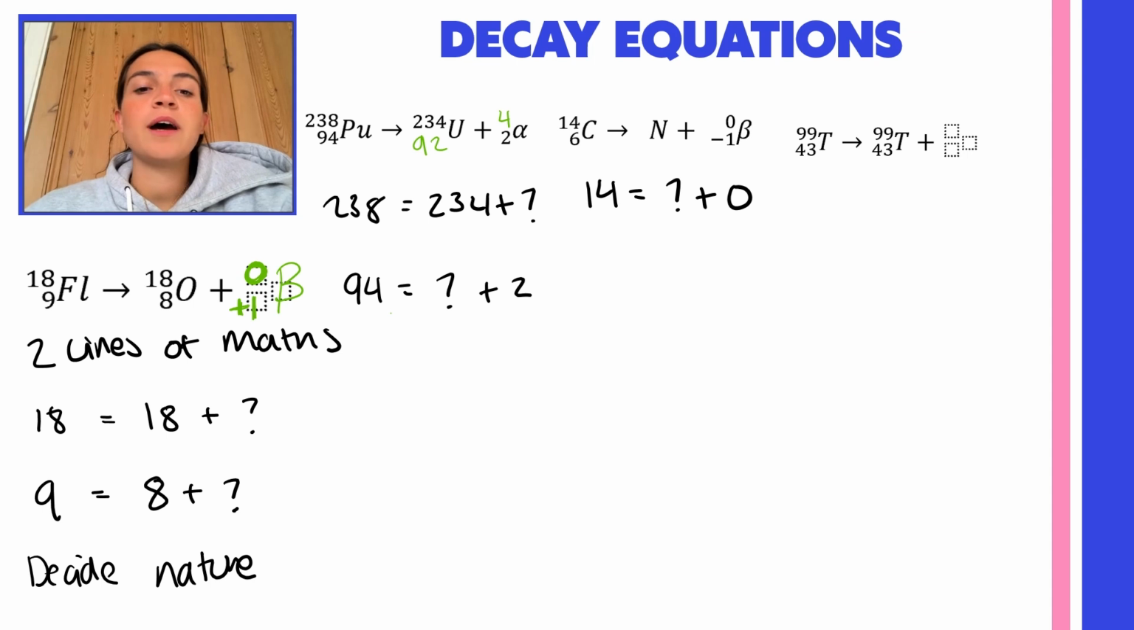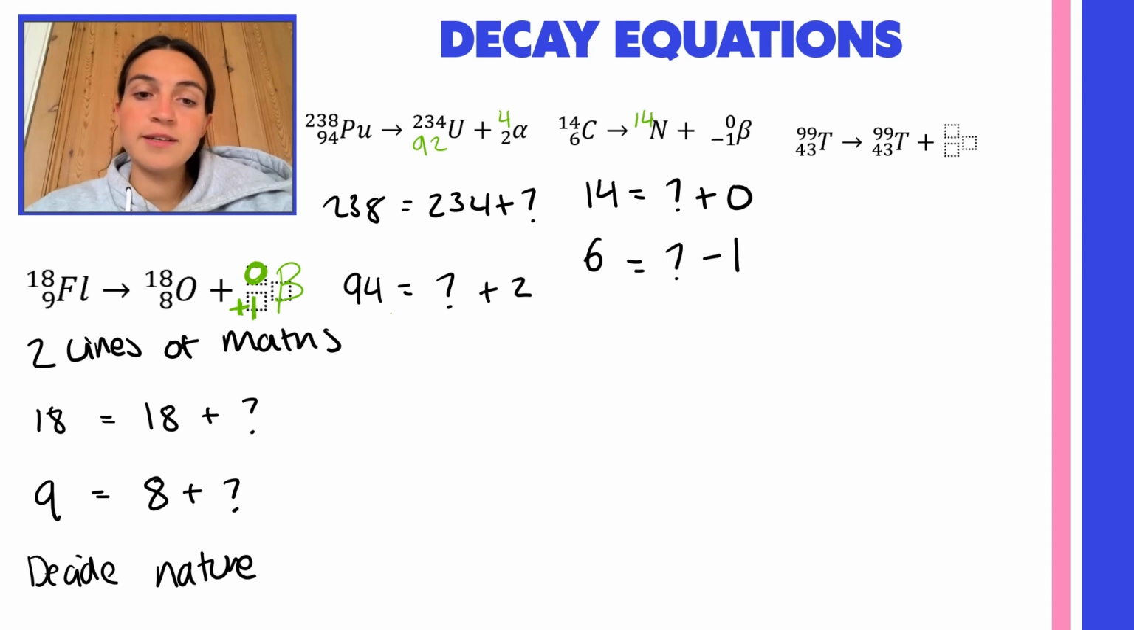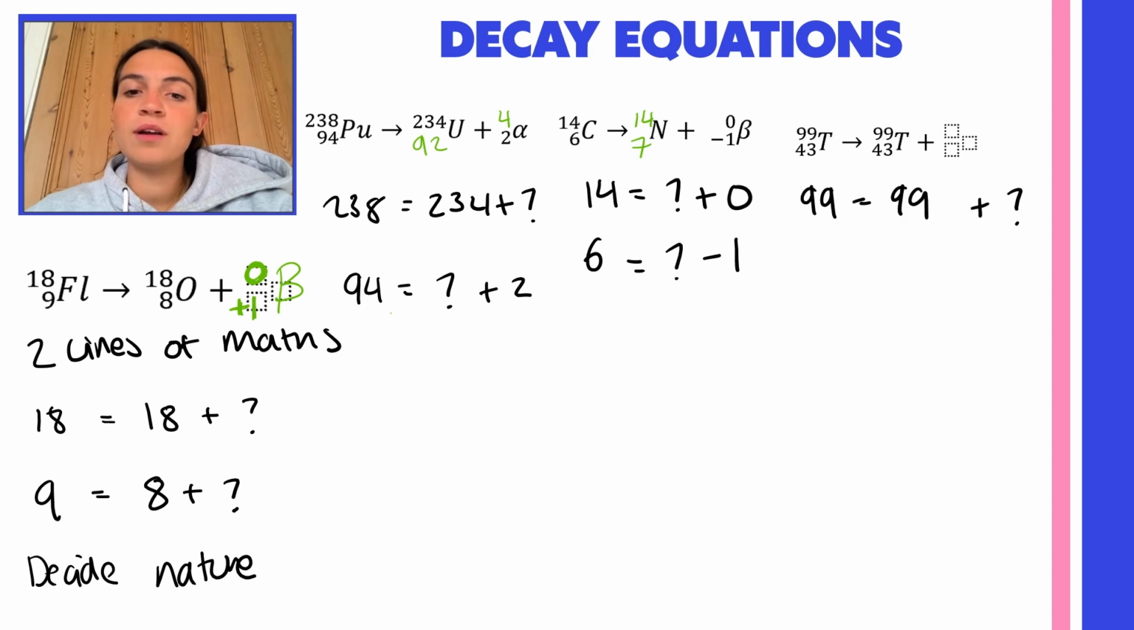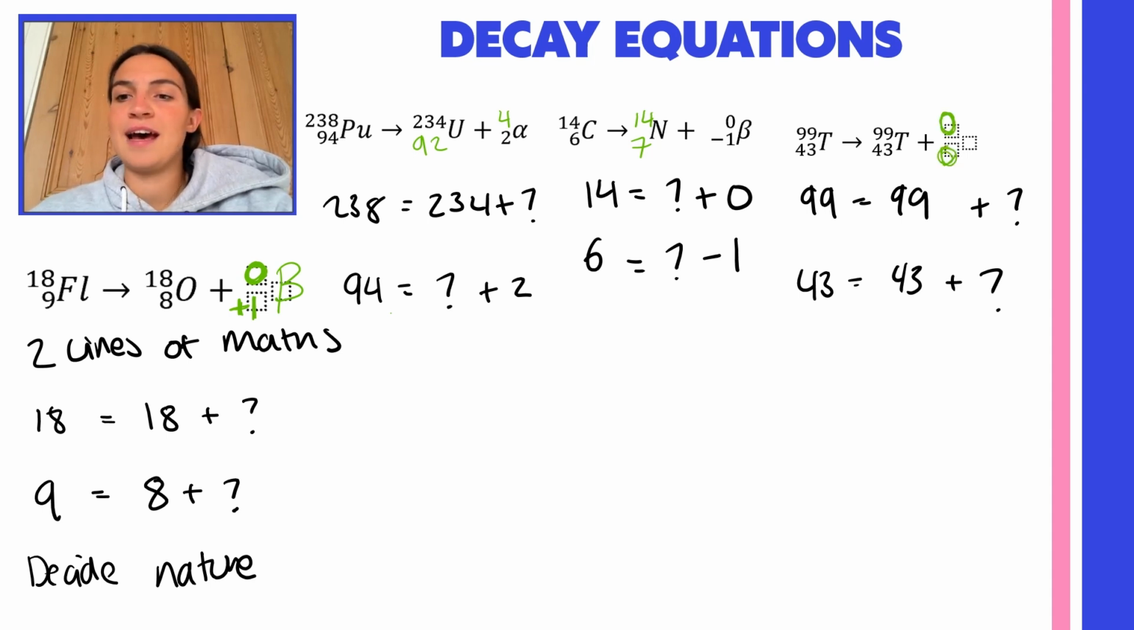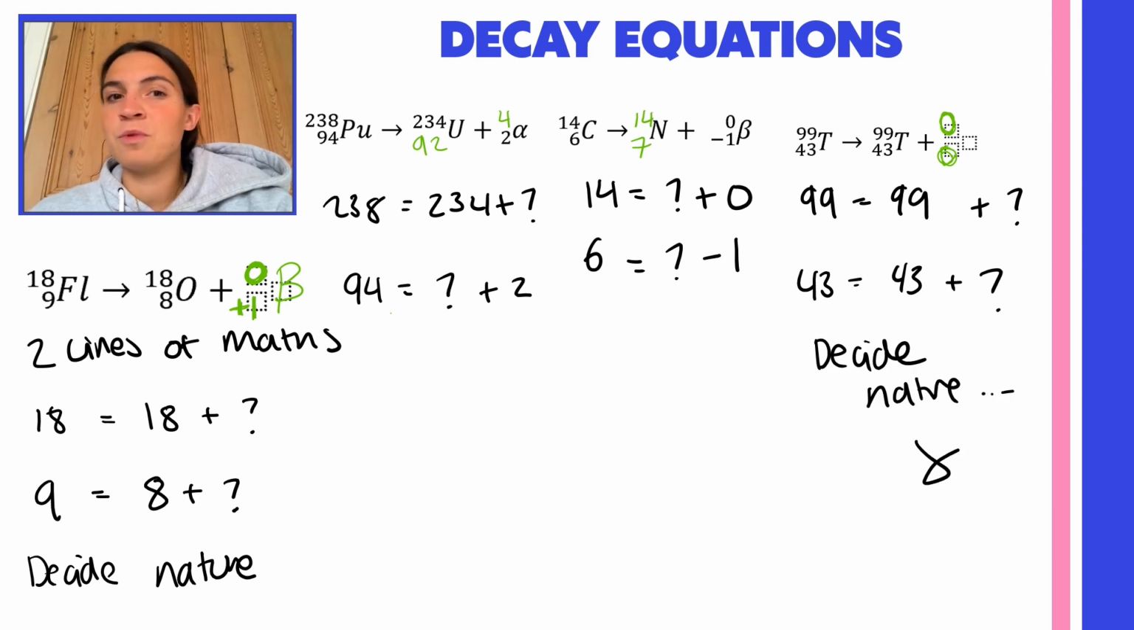So top line, 14 equals something plus 0. So that should be 14. Bottom line, 6 equals something minus 1. So that something must be 7 because 7 minus 1 is 6 there. Okay, final one, top line 99 equals 99 plus, well that will be 0, and bottom line 43 equals 43 plus 0. So two zeros there, and then I need to decide what is the nature of that radiation, and it is gamma with 0 mass and 0 charge.